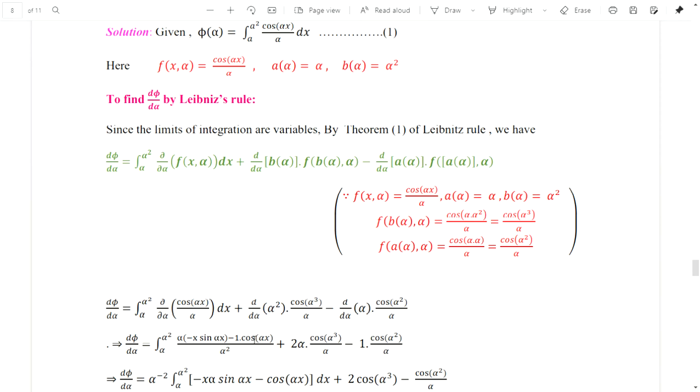So d by d alpha of alpha squared into f of b of alpha comma alpha. f of b of alpha comma alpha is cos of alpha cube by alpha. So cos of alpha cube by alpha minus d by d alpha of a of alpha. a of alpha is alpha. So d by d alpha of alpha into f of a of alpha comma alpha. f of a of alpha comma alpha is cos of alpha squared by alpha. So I have written this, so that we will get integral of alpha to alpha square.